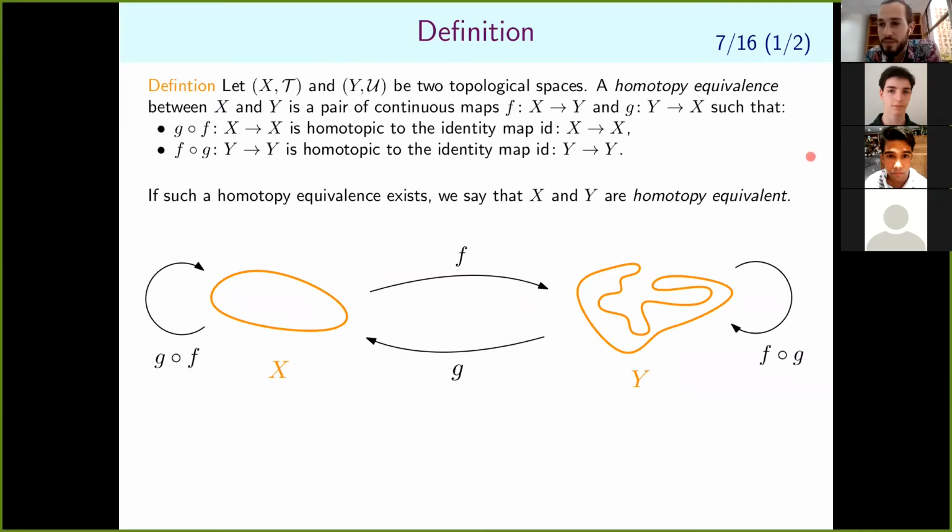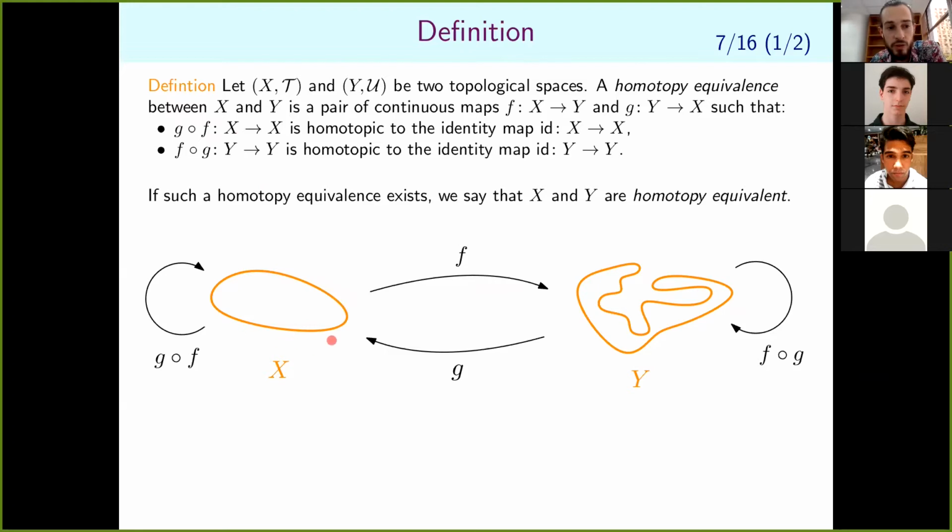So we have this big definition, so follow me. I consider now two topological spaces, X and Y, and I will define a homotopy equivalence between these two topological spaces as a pair of maps. The homotopy equivalence is the data of two maps, F from X to Y and G from Y to X, such that the composition GF is a map between X and X.